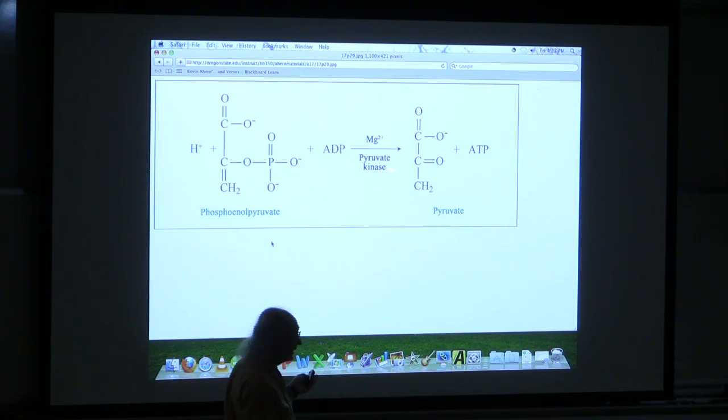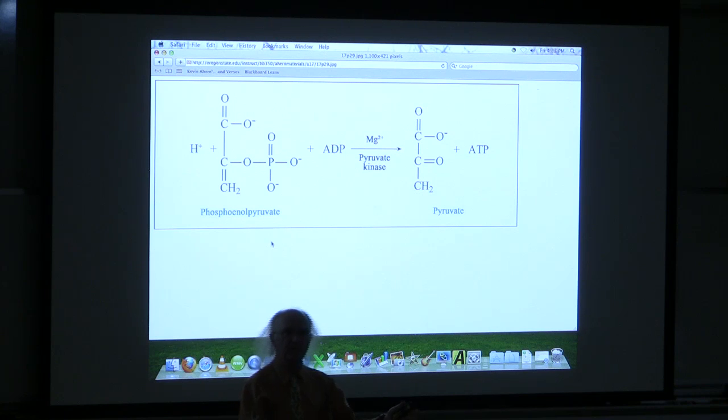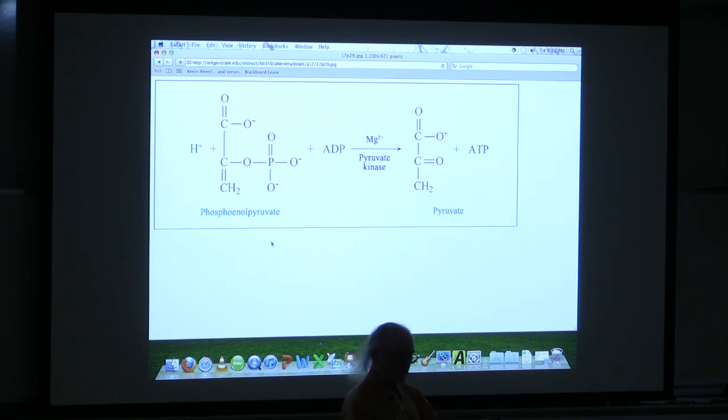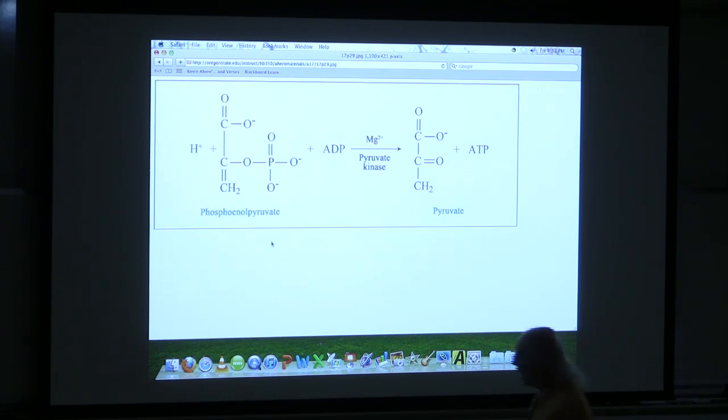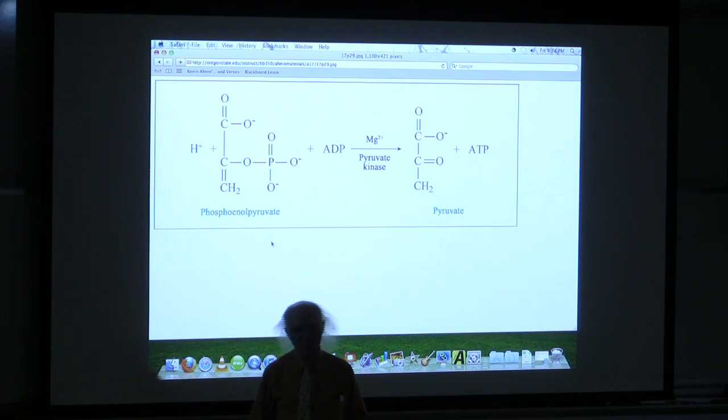reaction. Pyruvate kinase is the enzyme. We have a high-energy phosphate, and that high-energy phosphate is transferred to ADP to make ATP. So this is another substrate-level phosphorylation. Okay. Now, here's the cool feature about this reaction. The cool thing here is that there's enough energy in this guy to literally make 2 ATPs. There's only one phosphate, though.